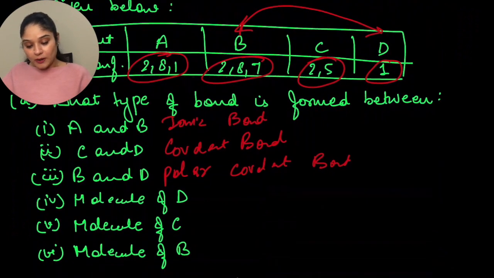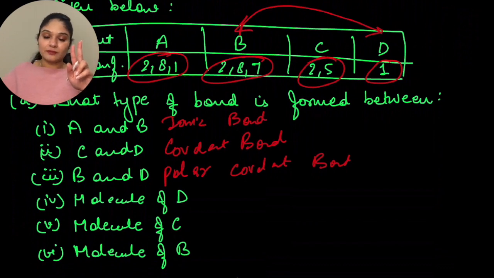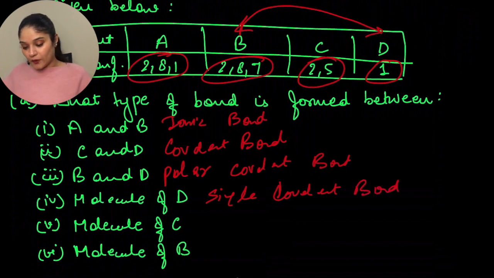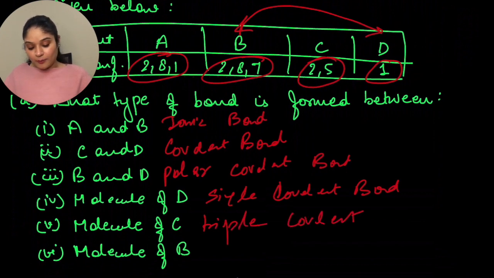Now the next is molecule of D. So what kind of bond will that form? D and D will share one electron each, and it will have a single covalent bond. So single covalent bond. Then molecule of C. So if we say C, 2 and 5, so at least 3 of the electrons will be shared. So that means triple covalent bond. Triple covalent bond.